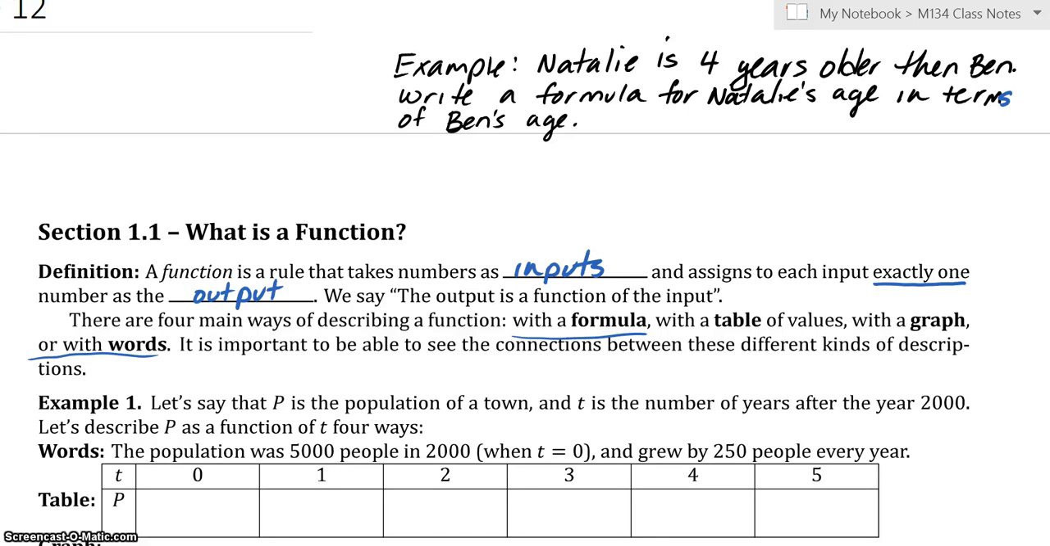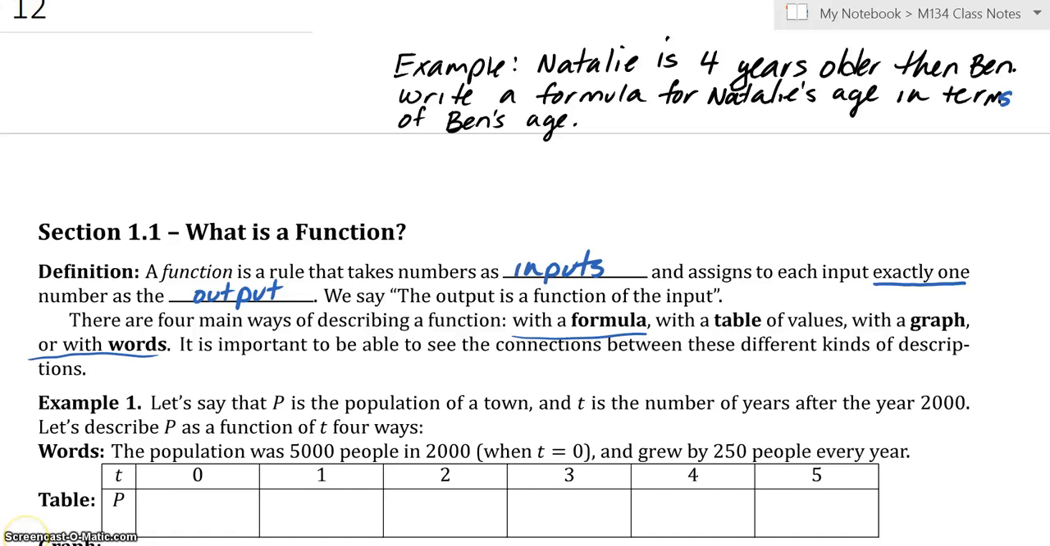If I'm going to write a formula, it's easiest if I have some letters, which we call variables. Variables in a word problem are letters, a lot of times X, but it could be any letter, that represents an unknown quantity or a quantity that changes over time. Well, Natalie, we don't know her age, so she would be considered a variable. And also Ben, we don't know his age as well. And they're unknown and they change over time.